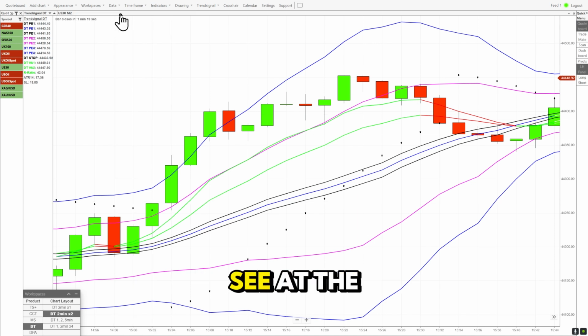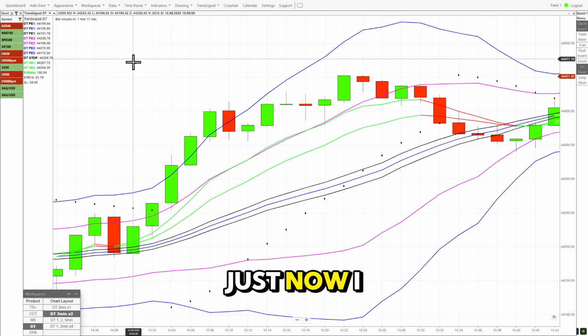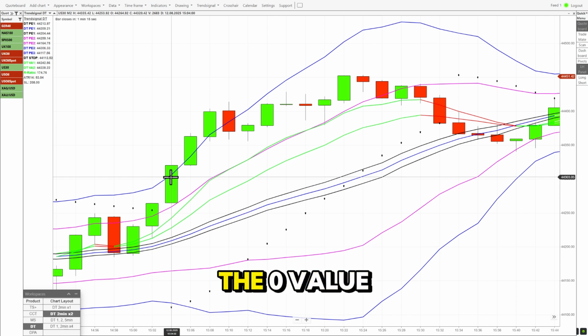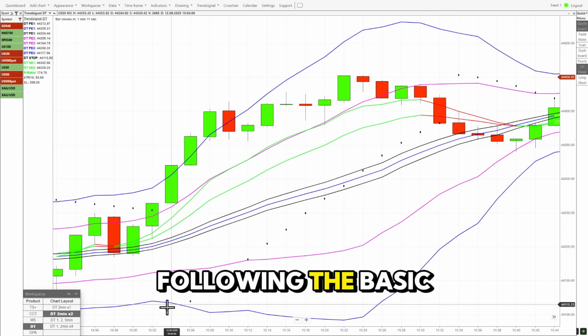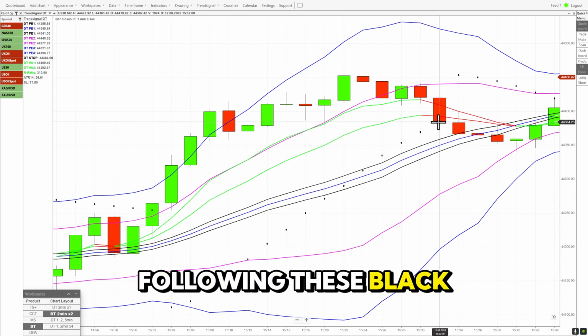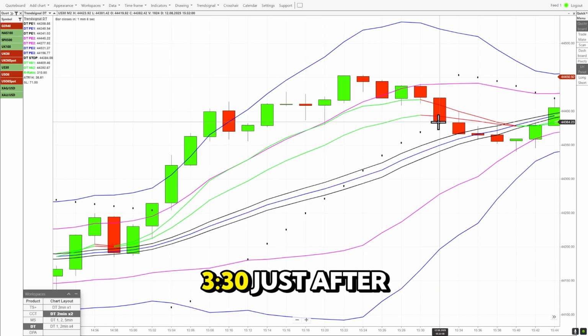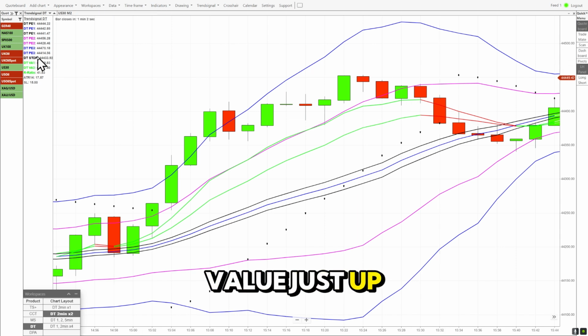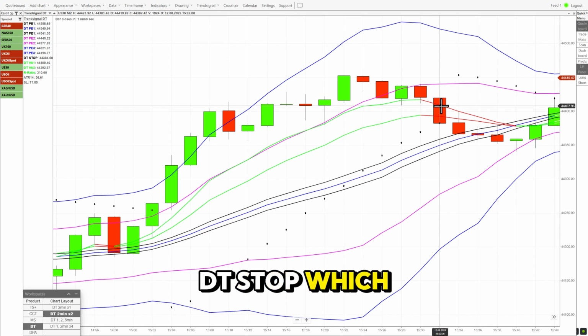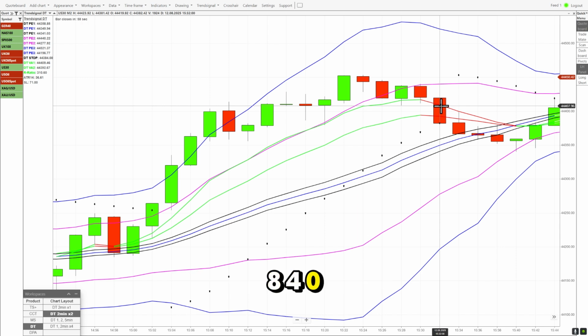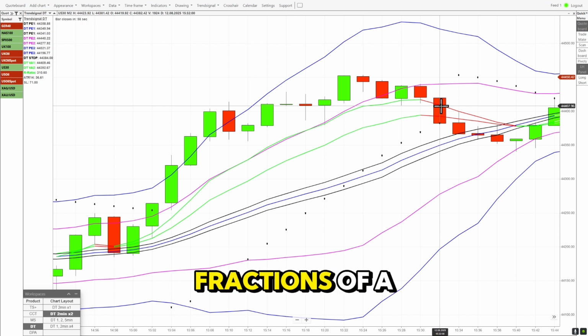The open, which you can see at the top, where my cursor is just now, I move back down to the candle. You can see that O value is 44,264.92. And if you're just following the basic exit on Dynamic Trader, following these black arrows, it terminates at 3:30, just after. And you can see the stop value just up here where it says DT stop, which is 44,384.00. Now, give or take the fractions of a pip, that's 120 pips worth of value.